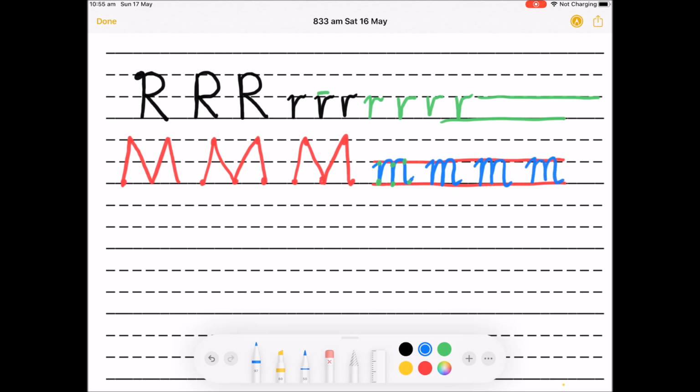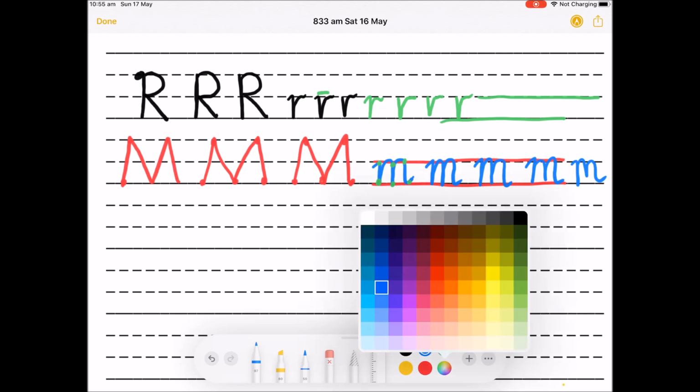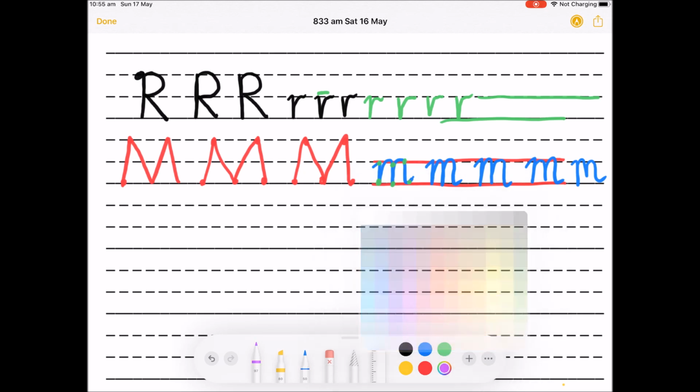You might be wondering, why are the flicks important? Because when you get into older grades, they help when we start joining our letters together. It's not something we need to worry about right now, but that's why they're there, in case you were wondering.